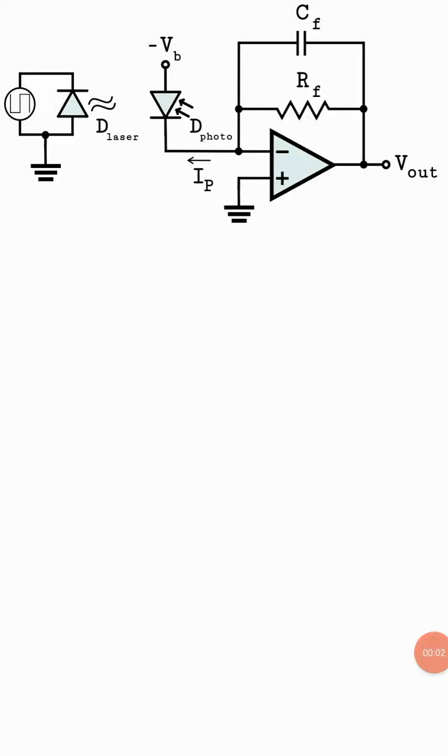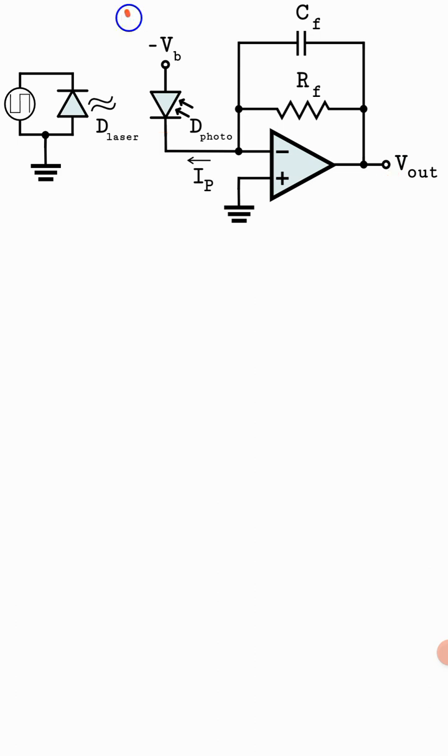Okay, so here we see a typical transimpedance amplifier circuit as shown here on the right, that converts an input current from the photodiode to an equivalent and proportionate output voltage.